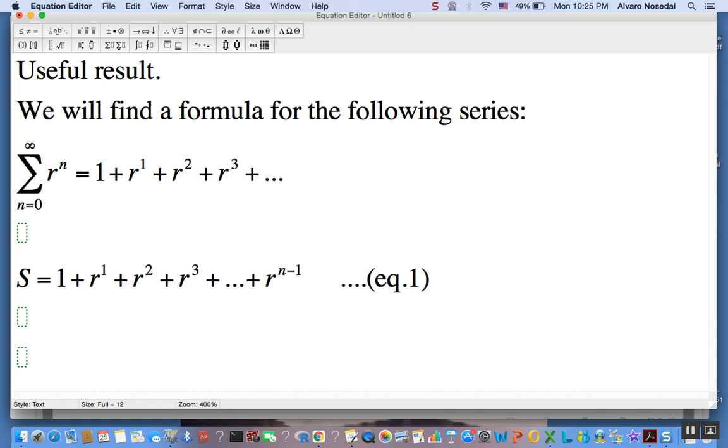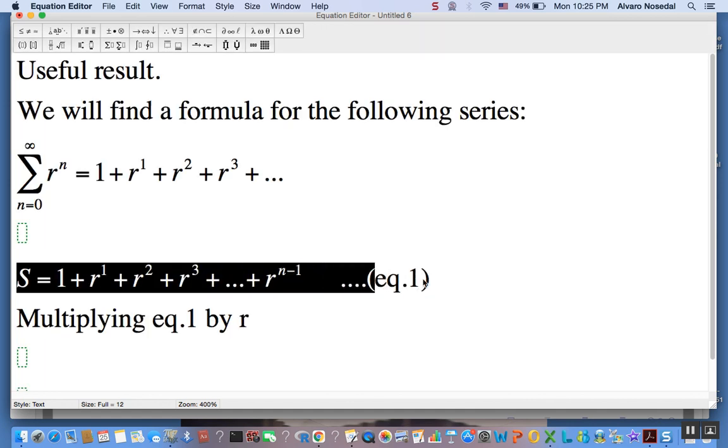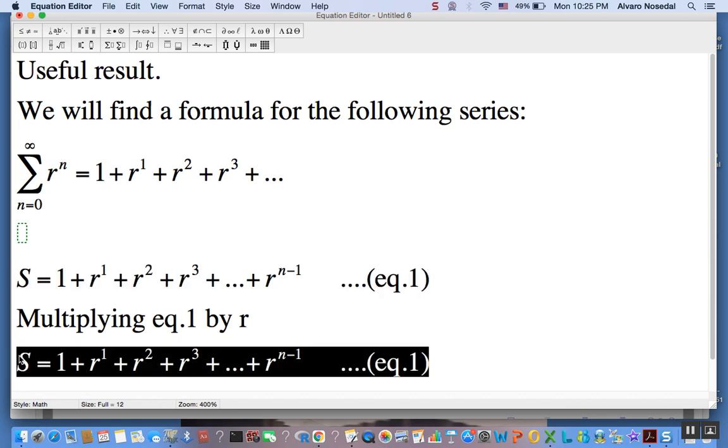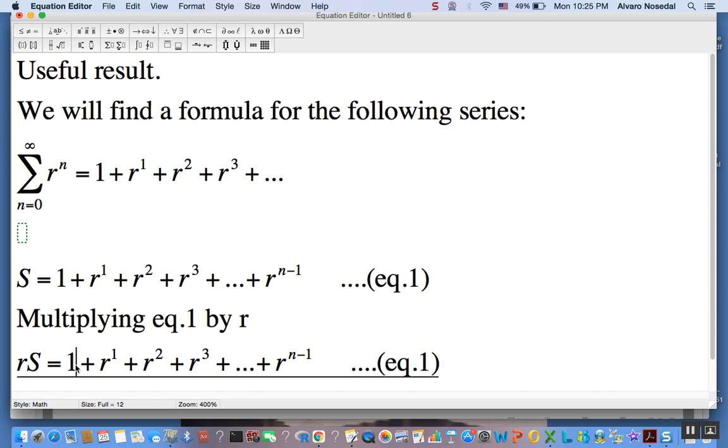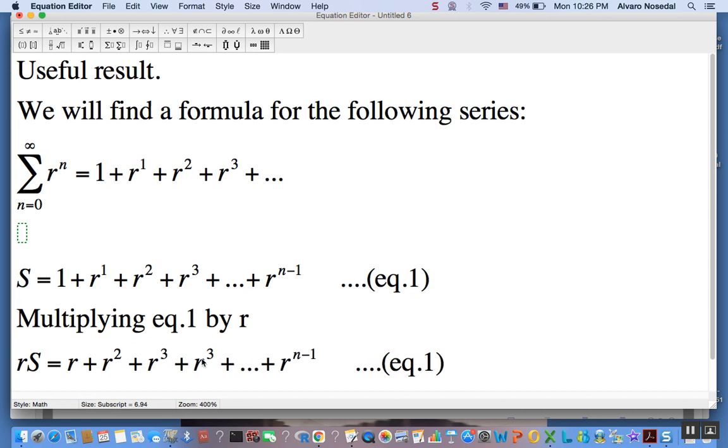Now what we're going to be doing is multiplying equation 1 by r. What we're going to have, let me copy paste this, and I'm going to change that to equation 2. So r times s is the same as r here, and this is going to be r squared, r cubed, r to the power of 4, and this is going to be r to the n. We're just multiplying equation 1 by r. No problem. Okay? Next step.